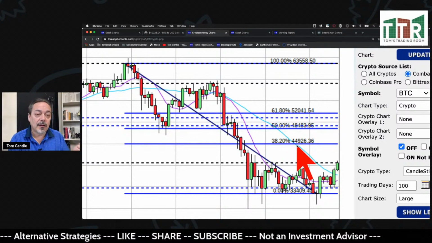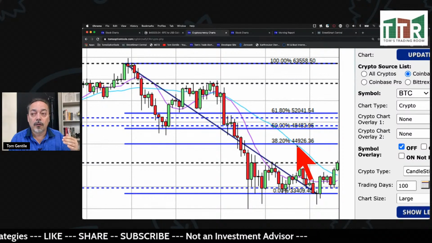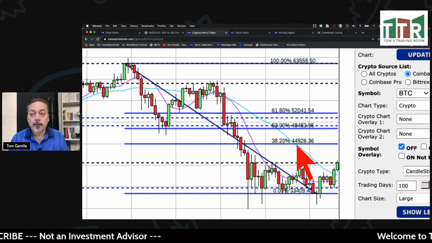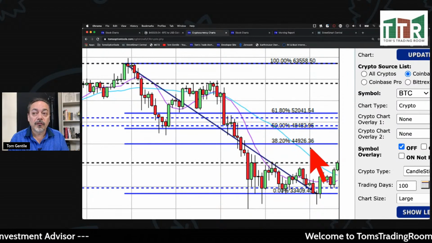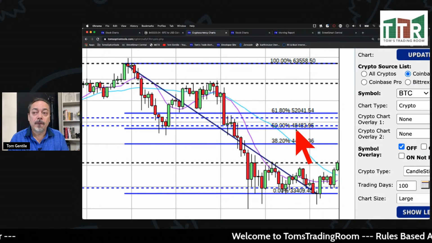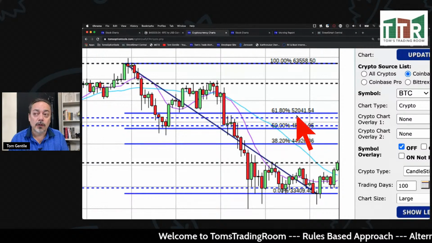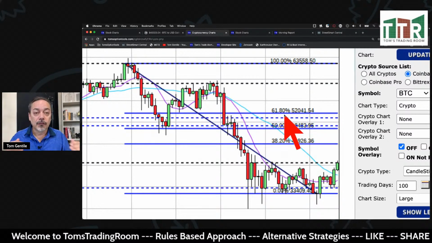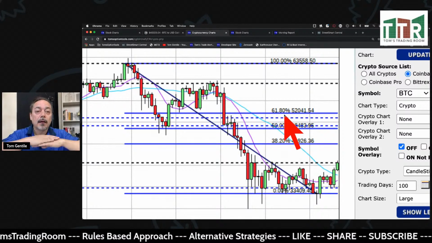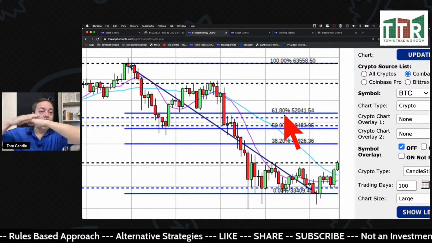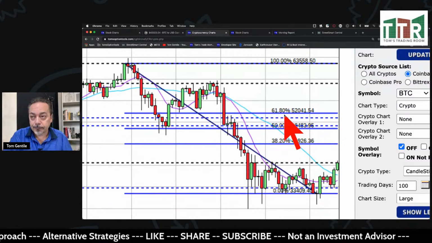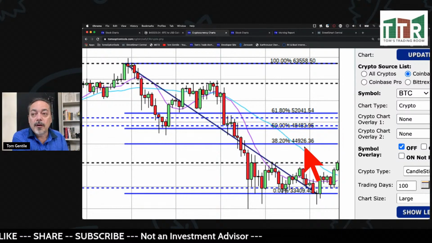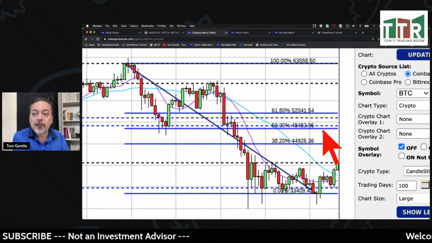44,926. That's an area that we call the 38% resistance going from high to low. This is going to be an area where we're going to see some resistance. Next stop, 48.4. Next stop, 52. Those are the 38, 50, and 61% retracements to the upside. All right, we're going to get upside resistance here. So just keep that in mind. If you're a Bitcoin trader, these are great areas to take some profits.